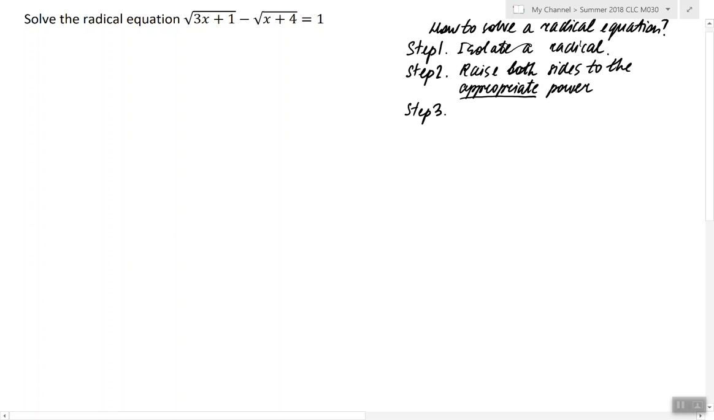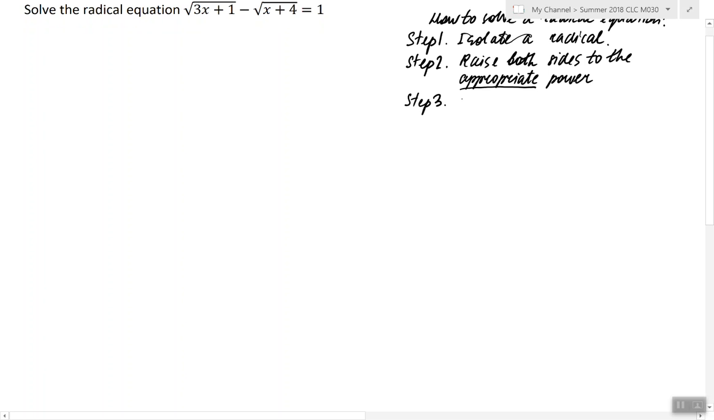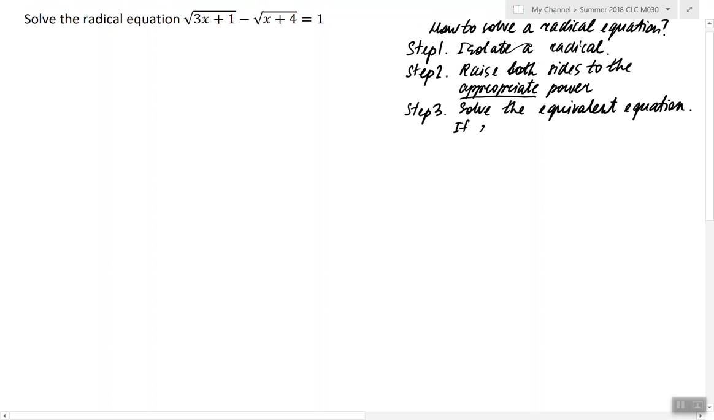Step 3, after you raise both sides to the appropriate power, you'll end up with equivalent but different in form equation. So if that equation is radical equation, then we'll have to repeat the first 3 steps again. But if that equation is not radical, for example, it could be quadratic equation or any other type, then we'll just solve that equation. So here we're just going to write solve the equivalent equation. And if equivalent equation is radical, then we'll repeat the first 3 steps.